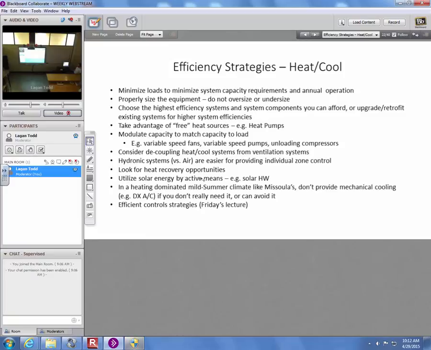Look for heat recovery opportunities. Utilize solar energy by active means, so for example, solar hot water. In a heating-dominated, mild summer climate like Missoula's, don't provide mechanical cooling if you don't really need it or can avoid it. I mean, it's nice to have. I'm not here to tell anybody what to do, but if your priority is to minimize your energy footprint and you can get away without air conditioning, then get away without air conditioning. No judgment for people who want to have it, but it's all about individual priorities.